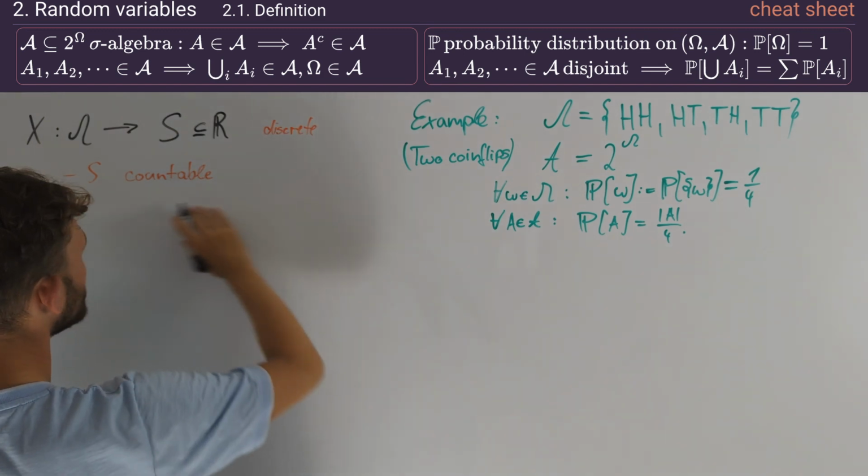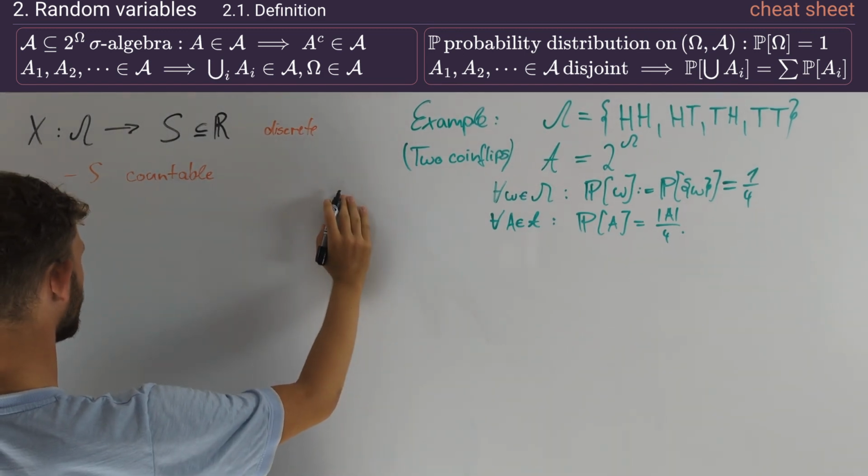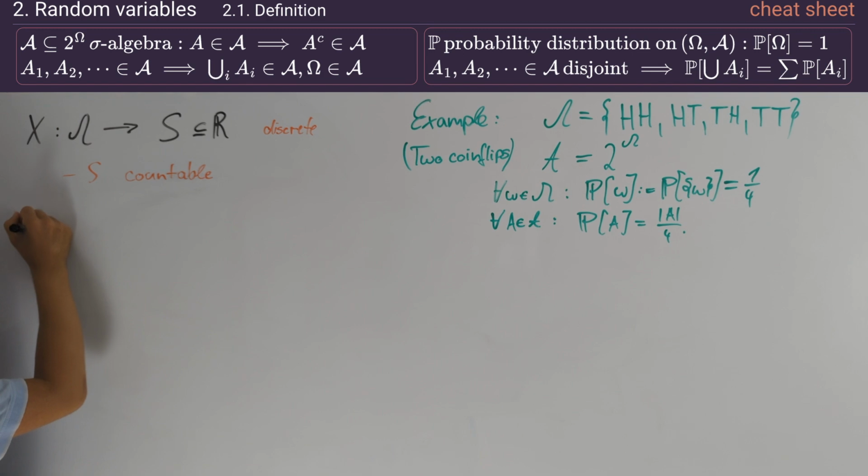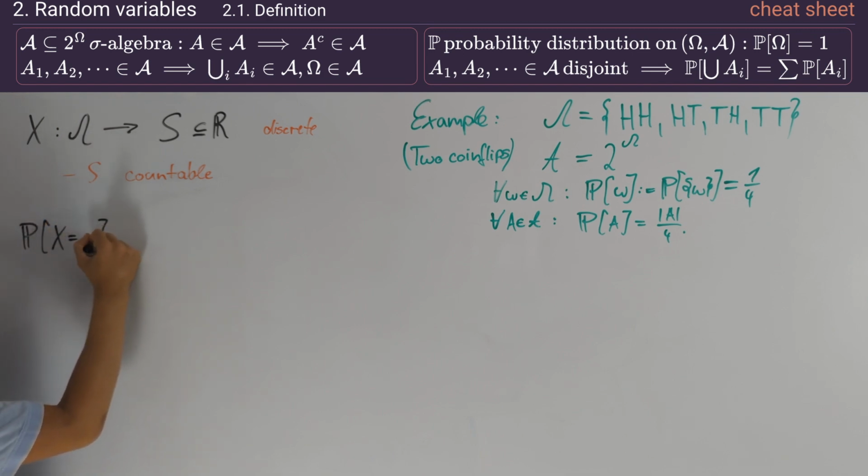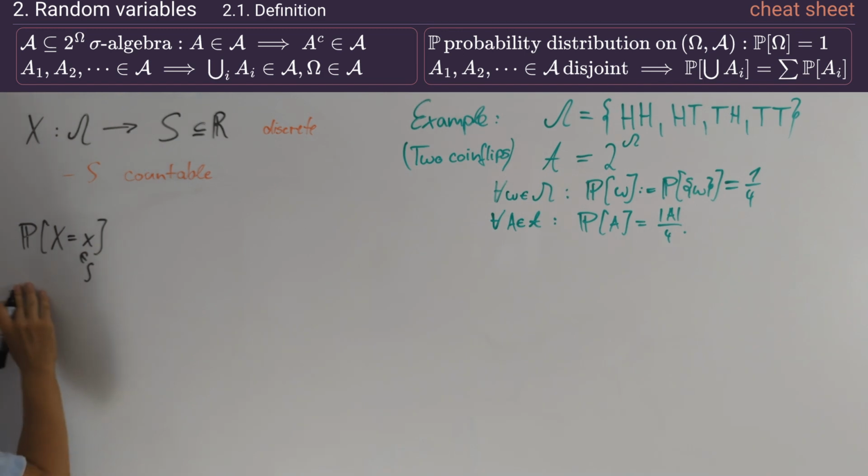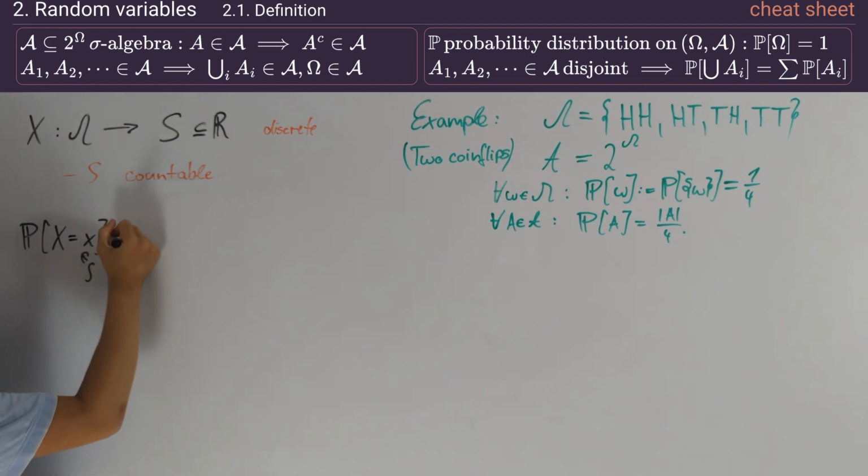However, this is not quite enough for X being a random variable. For example, we want to be able to evaluate the probability that X is equal to some number x in S. This notation is shorthand in two ways.